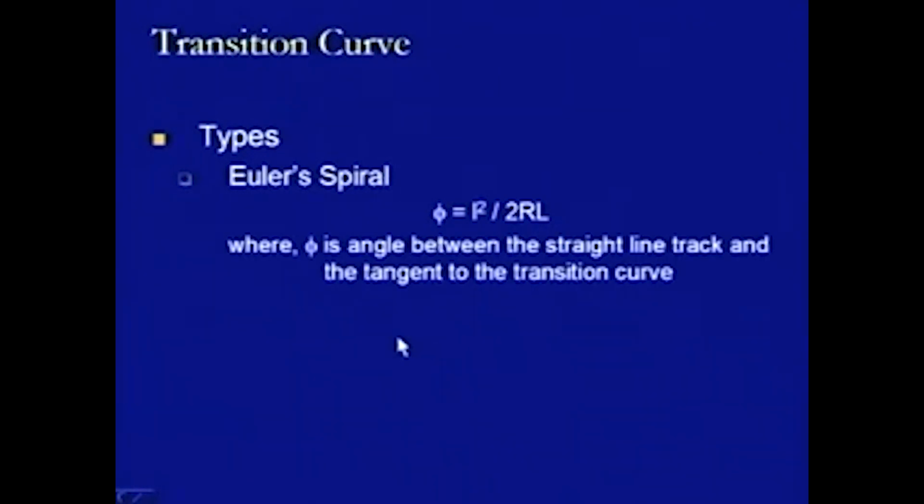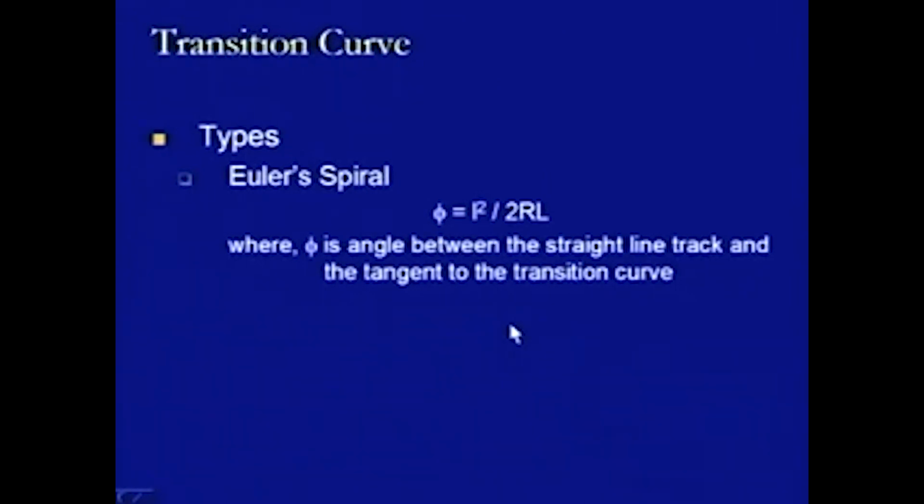Now, the first one we are looking at is the Euler's spiral. There are different types of spiral curves. The one is Euler's spiral curve, which is given by phi is equal to small l square divided by 2 R L, where phi is the angle between the straight line track and the tangent to the transition curve.